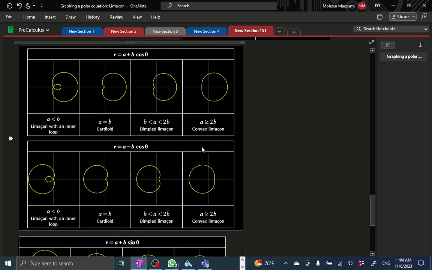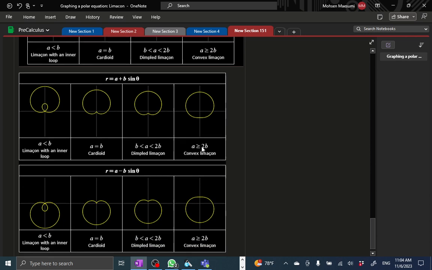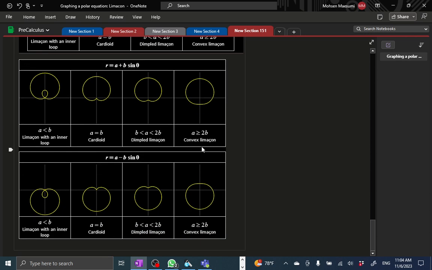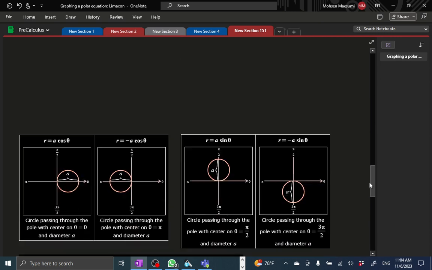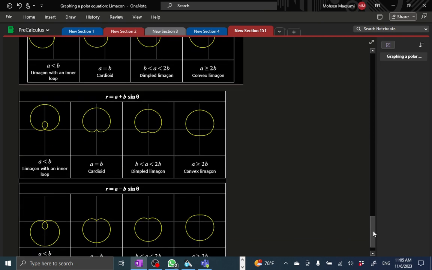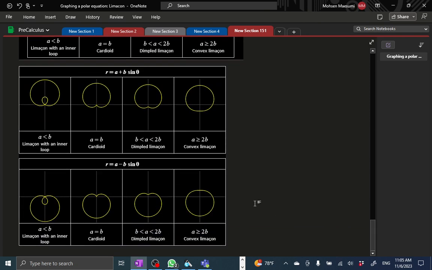So this is the case of cosine. In the case of sine, it just goes in the vertical direction, just the same way. You remember with circles we had the same business. Let's go back to the circle. Cosine, we are going on the horizontal axis, left to right. Sine, we are going in the vertical direction, the y-axis. Same business here.